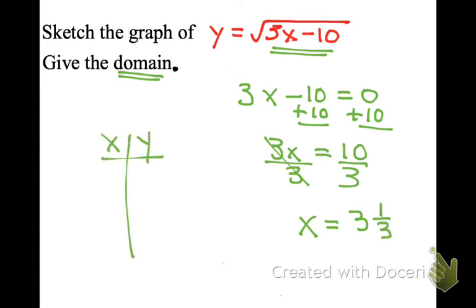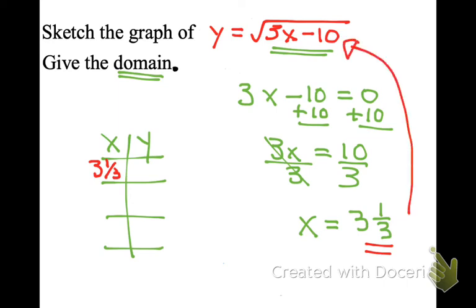Then we could put it into a t-chart. Okay, so if I say 3 1/3, if I put that back up into that expression, I'm going to get y equals 0. So then let's say I pick another number. Let's say I pick x is equal to 4. So 3 times 4 is 12. 12 minus 10 is 2, and the square root of 2 is approximately equal to 1.4.